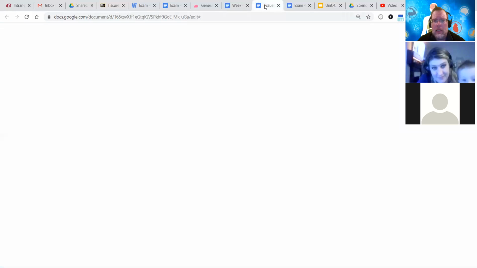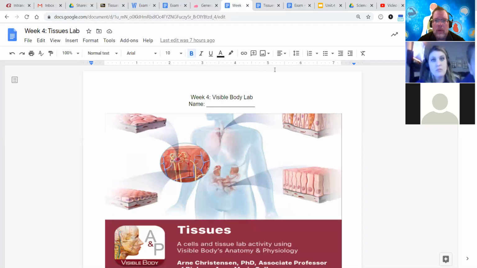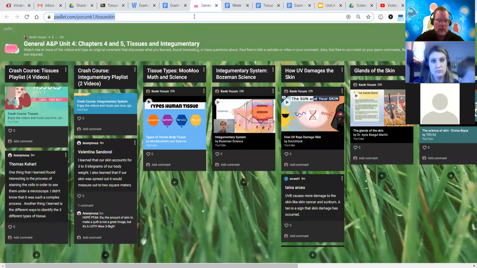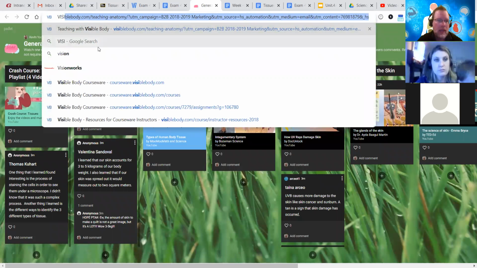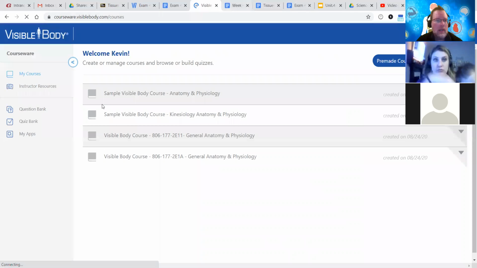So visible body, there we go. And there it is. Okay. Now I'm going to pull up visible body. There's the Padlet. Last week, remember, I kind of slowed things down. It did the same thing this afternoon. So we'll see what we can do.